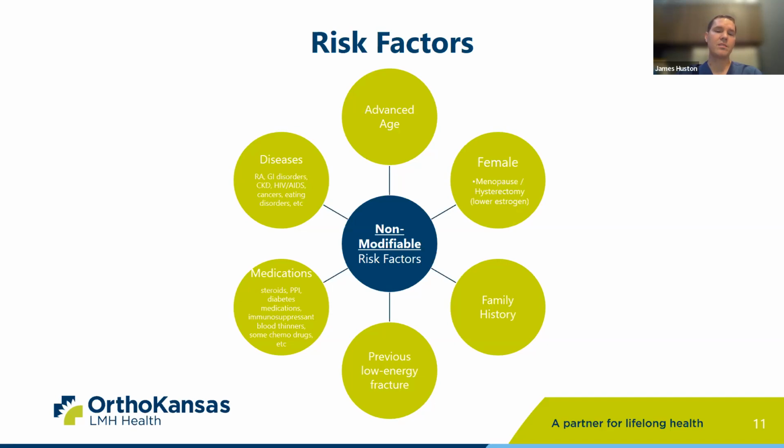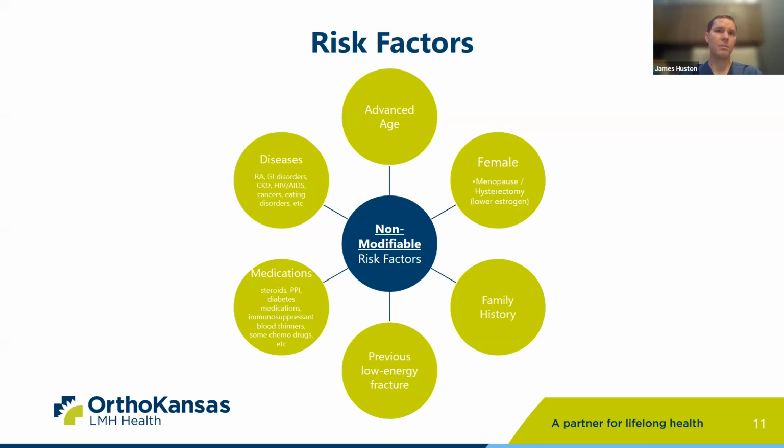Any previous low energy fractures, so anyone who's had a hip fracture or a wrist fracture just falling from standing, or a compression fracture of the spine, has a much higher chance of having a subsequent low energy or fragility fracture. Certain medications, and there's certainly too many to name all of them, but glucocorticoid steroid medications for prolonged periods definitely decrease bone mass.